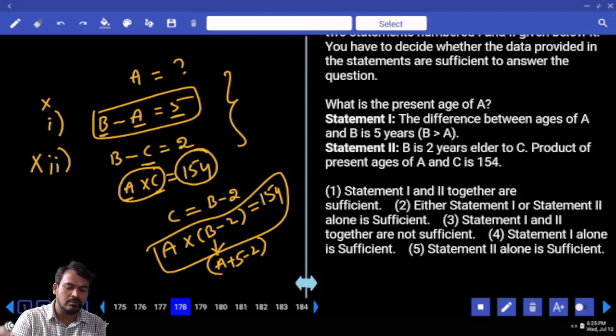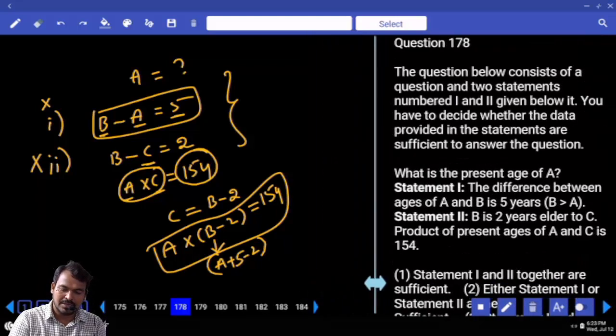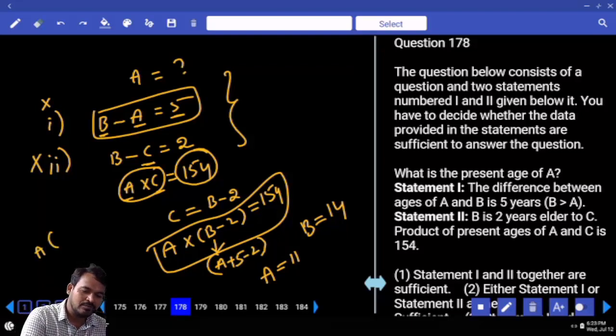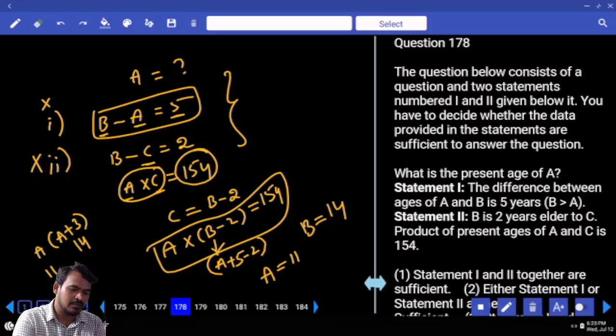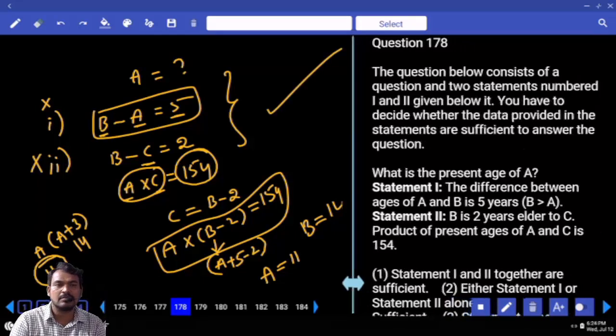Means A into A plus 3, that is equal to how much? 154. Means A we are getting 11. Another one, B: 11 into 14 is 154, means A value is 11. A into which one? A plus 3. A is 11, A plus 3 is 14, means A must be 11. By using both the statements we get the answer.